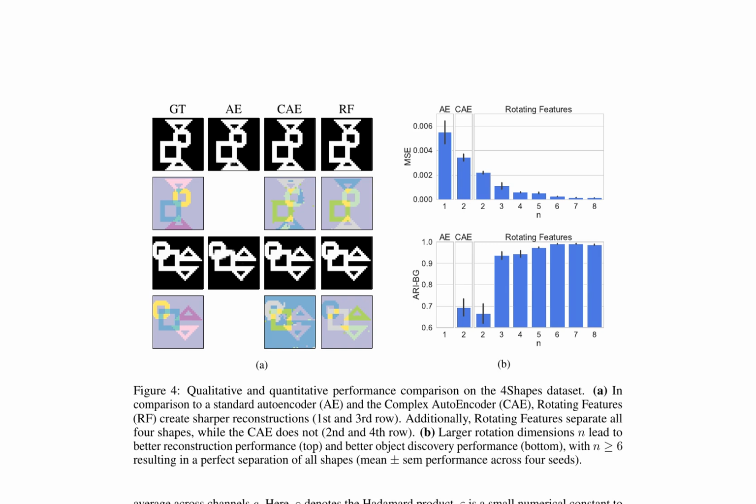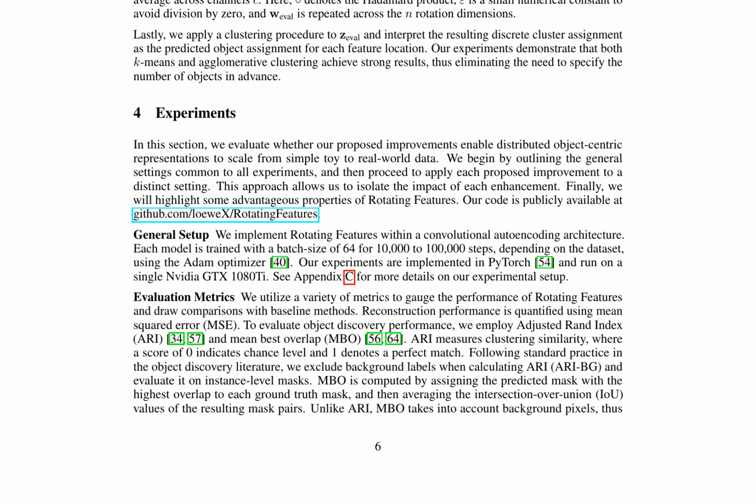The experimental setup employs a convolutional autoencoding architecture, trained using an Adam optimizer with a learning rate of 0.001 and a batch size of 128. The evaluation metrics include mean squared error, MSE, for reconstruction quality and adjusted RAND index, ARI, for object discovery performance.